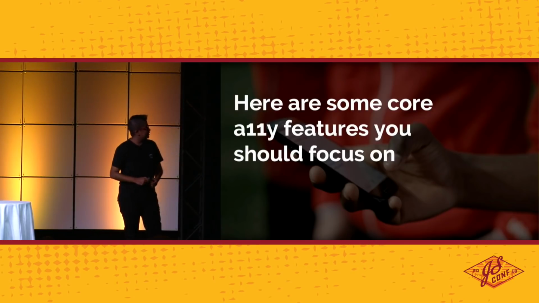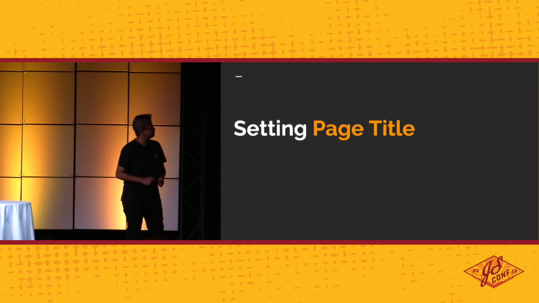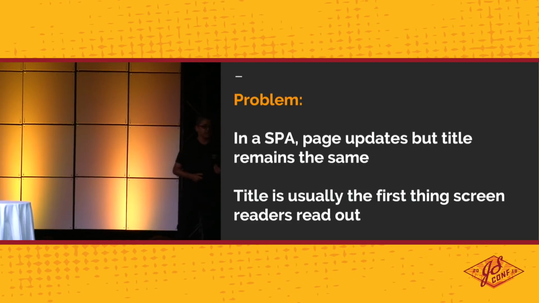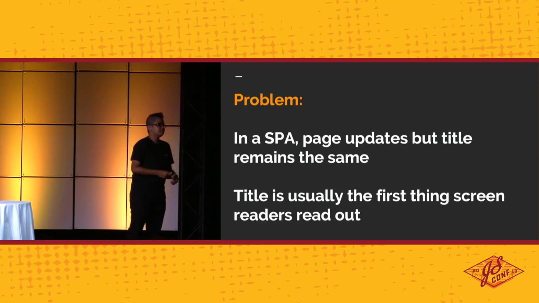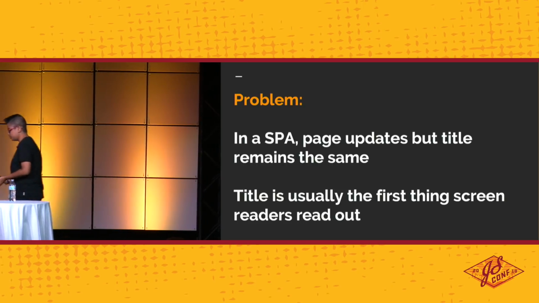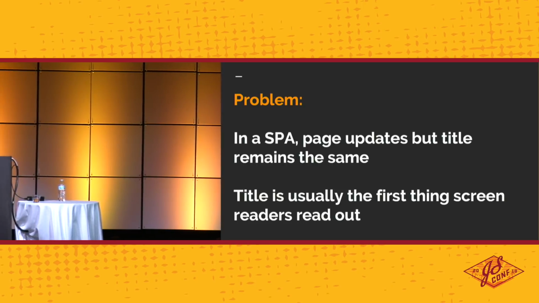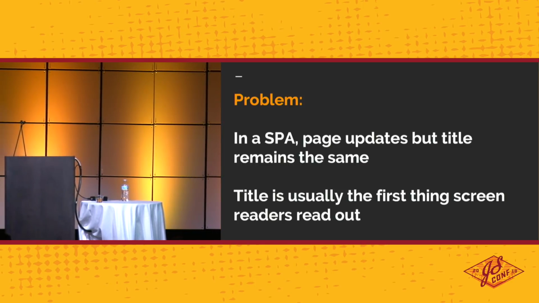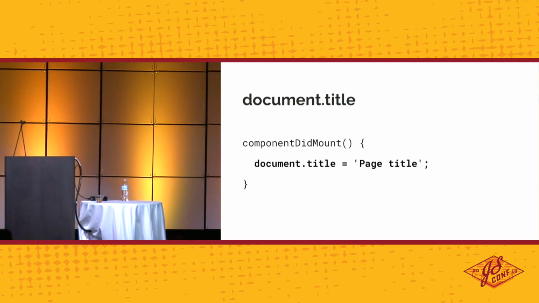Let's take a look at the core accessibility features we can focus on. Setting page titles. Setting page title is important for several reasons. In a single page application like React, the page may update. We may go to a different route, but then the page title remains the same. This creates a problem because the page title is the first thing that screen readers usually read out. Now, if a screen reader isn't reading out that difference, then a user may not be aware that something has changed, that we are at a different location.